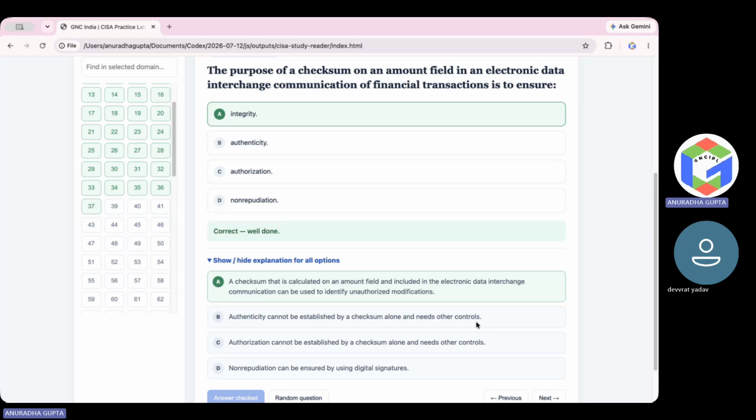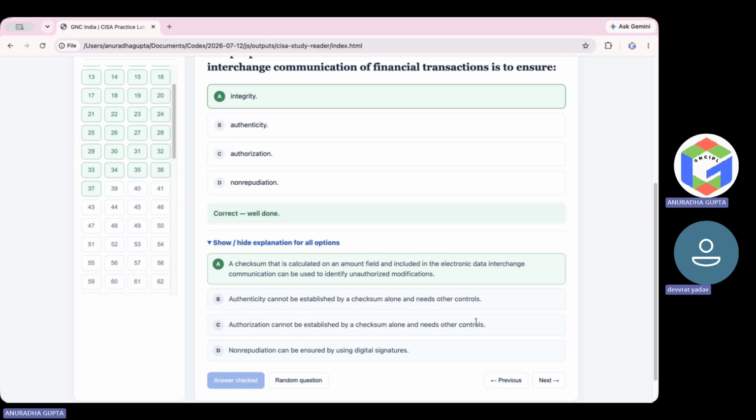Integrity alone you cannot check this. So integrity and authenticity require some other controls. Authorization cannot be established by checksum alone and needs some other control; authorization is a different thing. Non-repudiation can be ensured by using a digital signature.